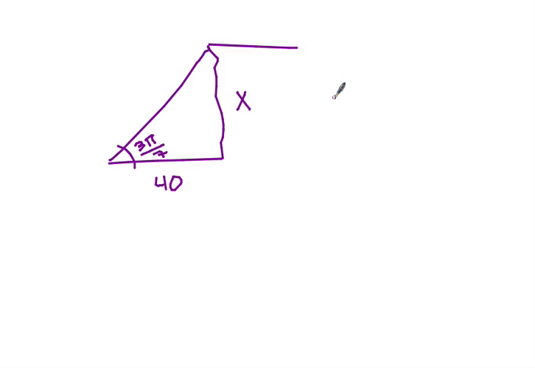And then we end up with opposite, adjacent, so tangent of whatever that angle is. In this case, 3 pi over 7 equals our opposite over adjacent. And so we'll multiply both sides by 40. That's our x value. Just make sure you're in radian mode. Okay? Can you do it the other way?